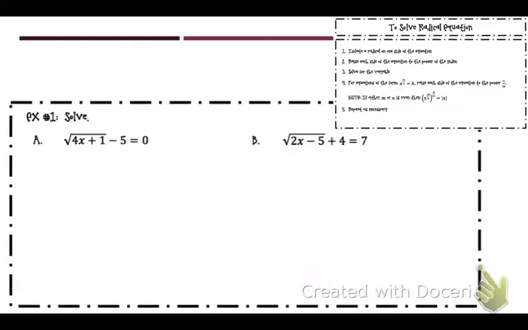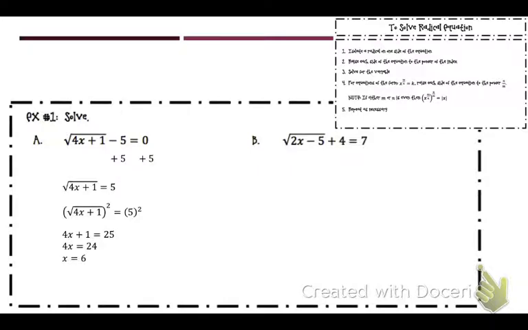So let's do this. First thing, we need to isolate the radical. So we have the square root of 4x plus 1 minus 5 equals 0. I'm going to start by adding the 5 over. So I have the square root of 4x plus 1 equals 5. Now I need to get rid of that square root. To get rid of a square root, you square it. Whatever you do to one side, you have to do to the other side, so I'm going to square both sides. On the left side, I'm left with 4x plus 1. The right side, I'm left with 25. Then you can subtract that 1 over. You get 4x equals 24. Divide by 4. You get x equals 6.